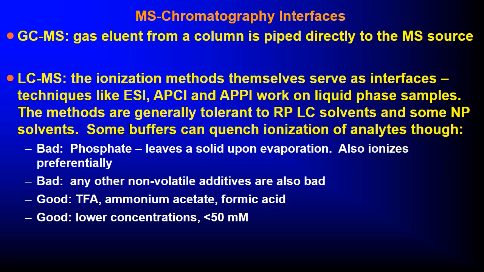Bad: phosphate leaves a solid upon evaporation. Also ionizes preferentially. Bad: any other non-volatile additives are also bad. But the good things are ammonium acetate and formic acid. Another good thing is lower concentrations, less than 50 micromolar.